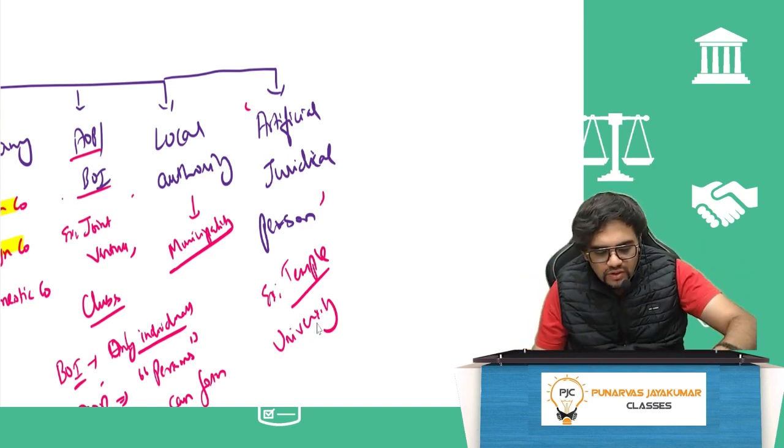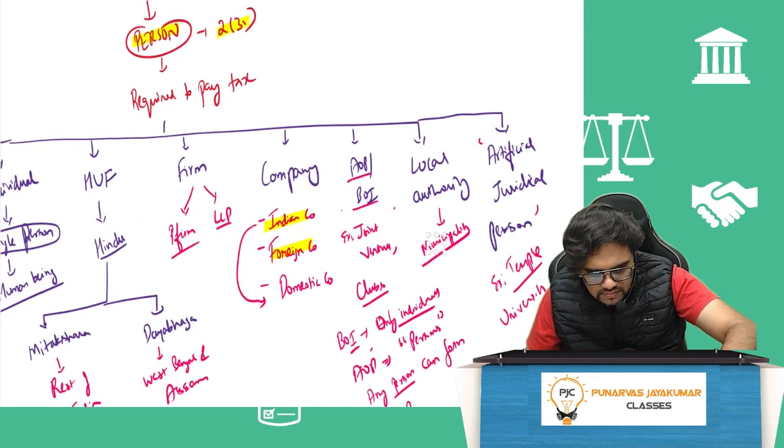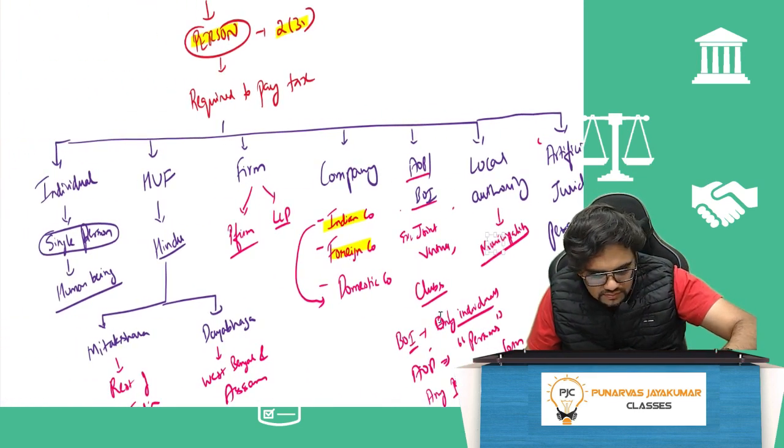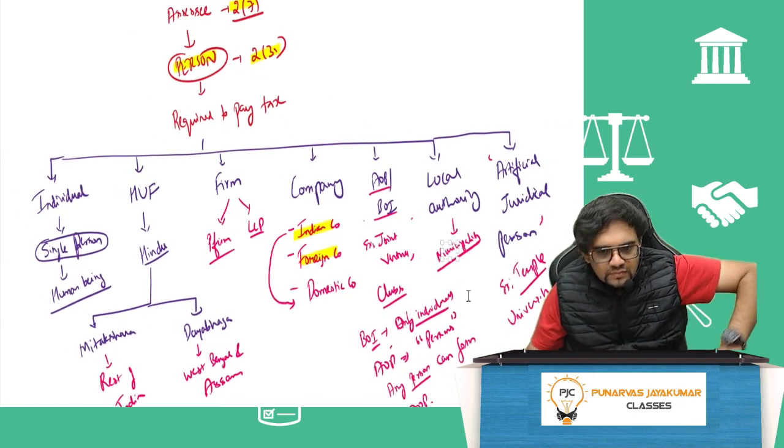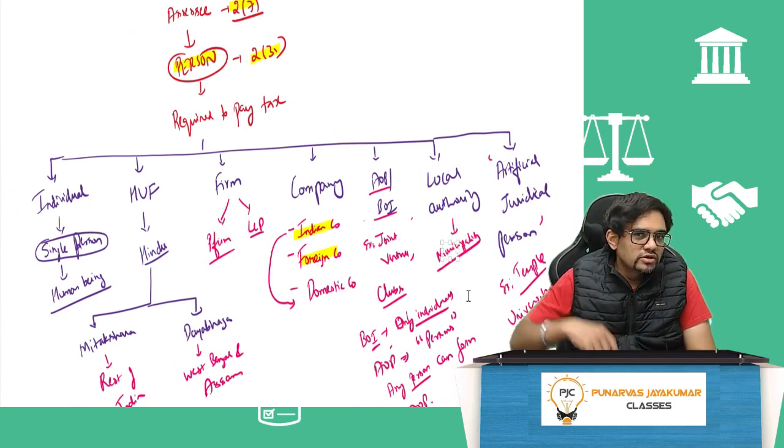So this is all about what, guys? The person. Section 2 clause 7, person, Section 2 clause 31, required to pay tax: individual, HUF, firm, company, AOP, local authority, juridical person. Oh, everybody got it, yes or no?